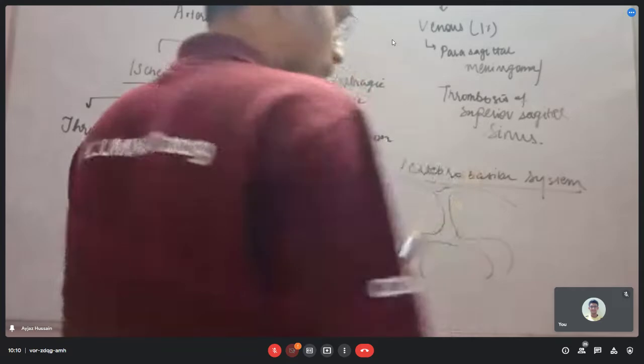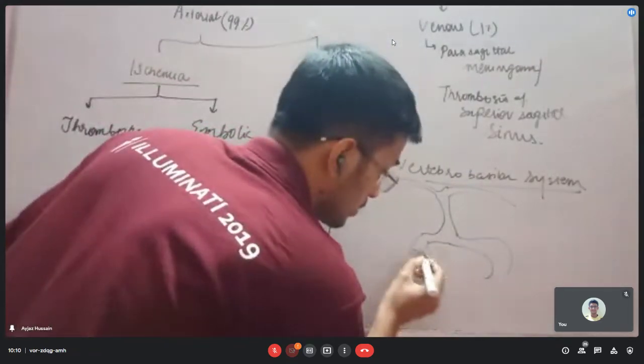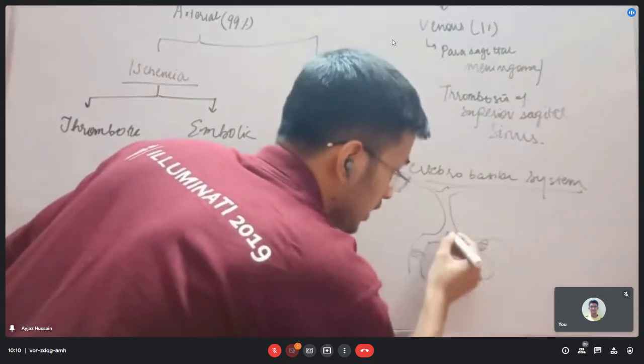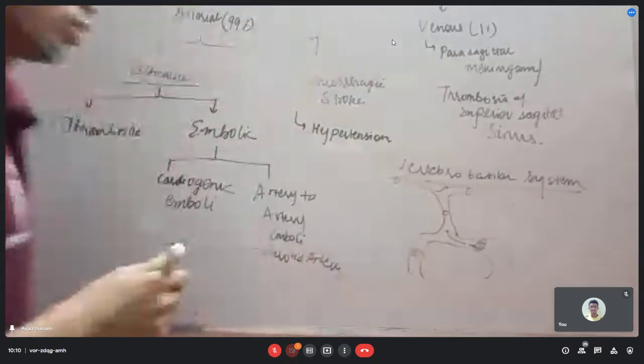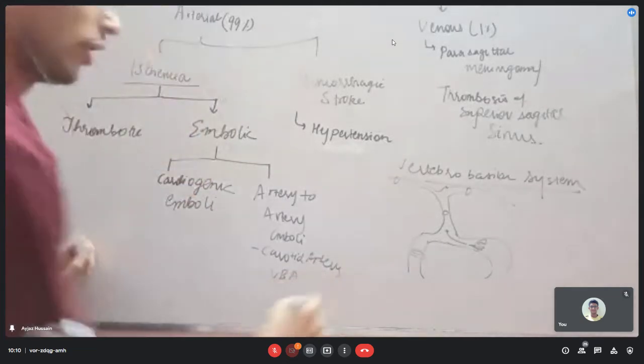So what happens? If there is a stroke, so if there is an emboli in the vertebral system, so there is a thrombus in the vertebral system. This can get dislodged and can present anywhere. So that means vertebrobasilar artery emboli.